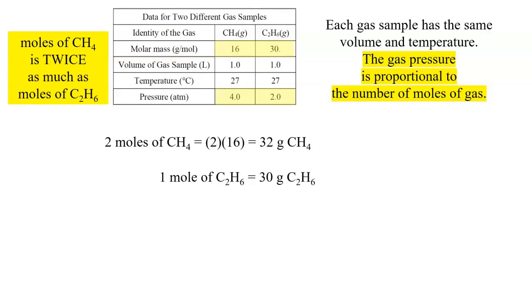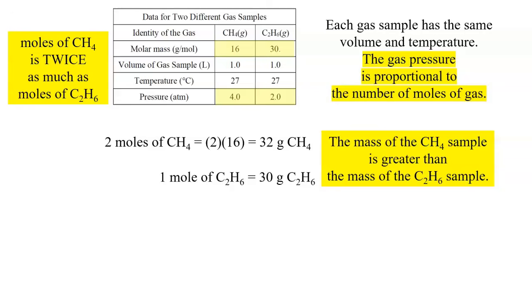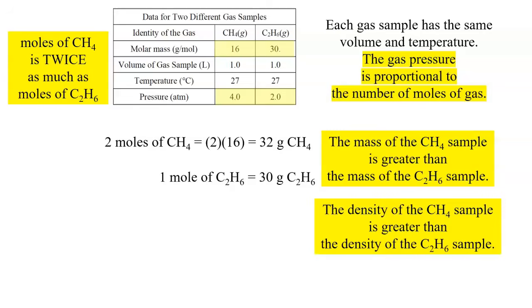So now we have enough information to say with confidence that the mass of the CH4 sample is greater than the mass of the C2H6 sample. And since these 2 gas samples have the same volume, that means that the density of CH4 will be greater than the density of C2H6, because density is mass divided by volume.